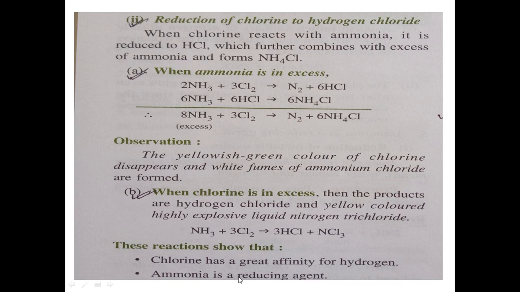So why can we say ammonia is a reducing agent? Because ammonia is reducing chlorine. That means chlorine is getting hydrogen. Here you can see chlorine is getting hydrogen. So ammonia is oxidized and chlorine is reduced. As a result, ammonia is a reducing agent, and chlorine has a high affinity, attraction towards hydrogen. So this can be seen here.